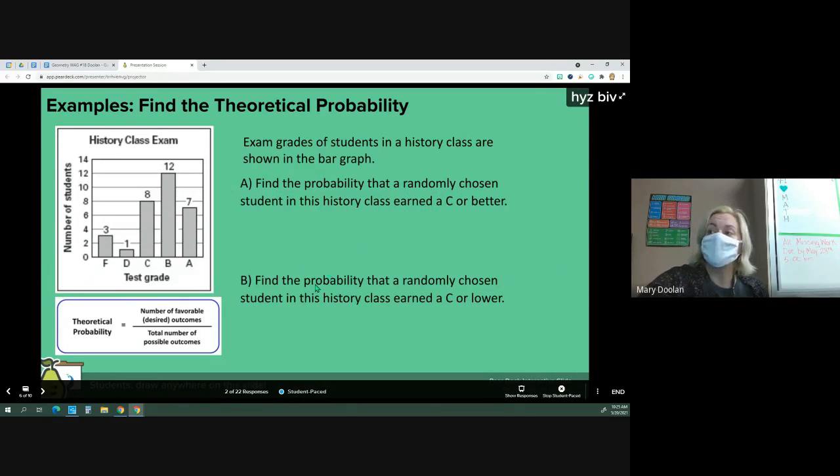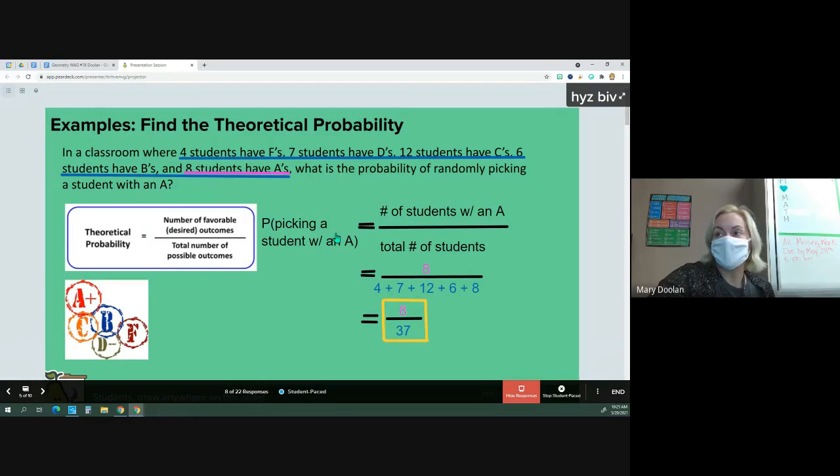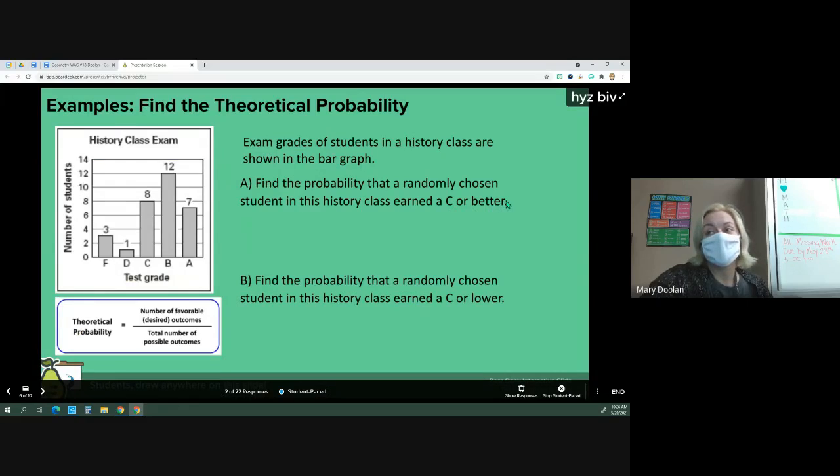Then we're going to find the probability that a randomly chosen student in the history class earned a C or lower. So the difference between this problem and the last problem is that we were just finding the probability of getting a single letter grade here. So we only had to consider just the number of students with an A here, but now I'm looking at a C or better. So how many students have a C, a B, or an A? A C or lower means how many students have a C, a D, or an F.